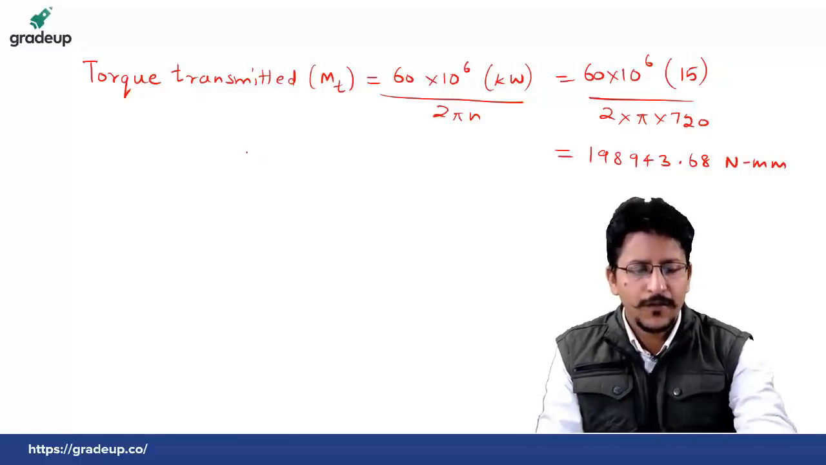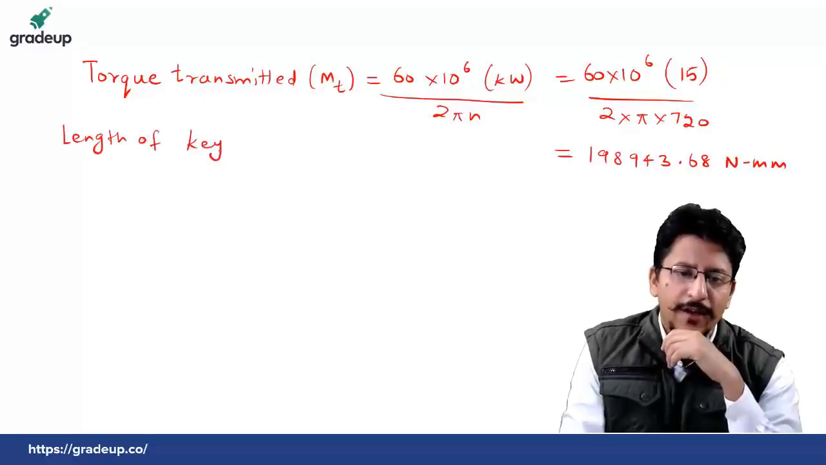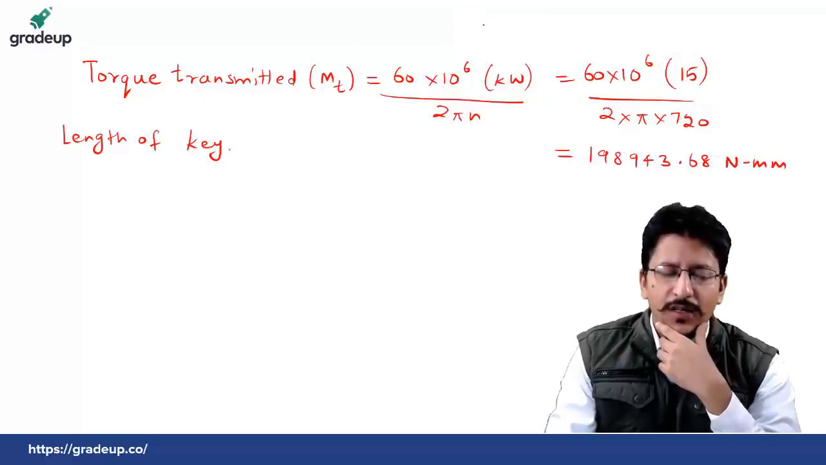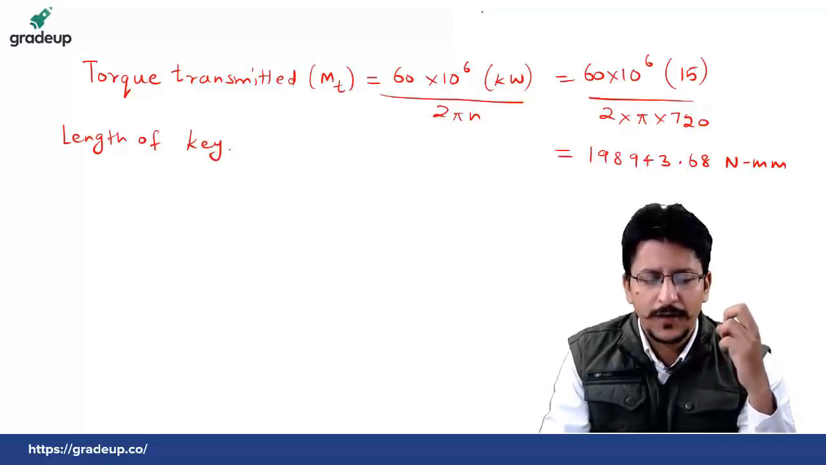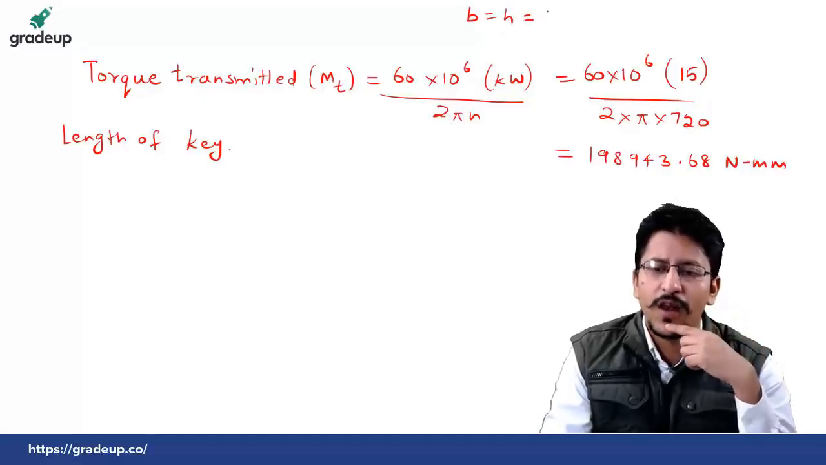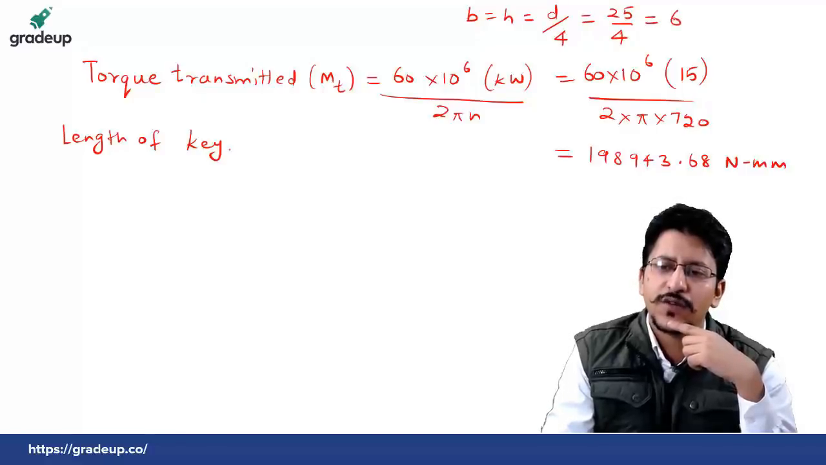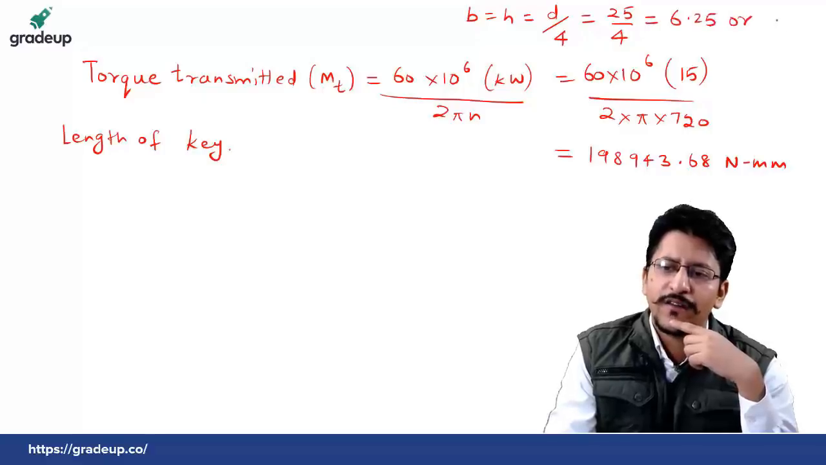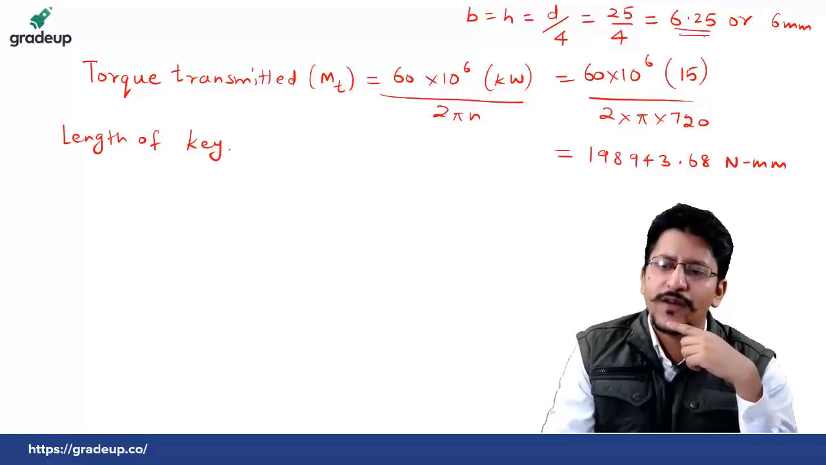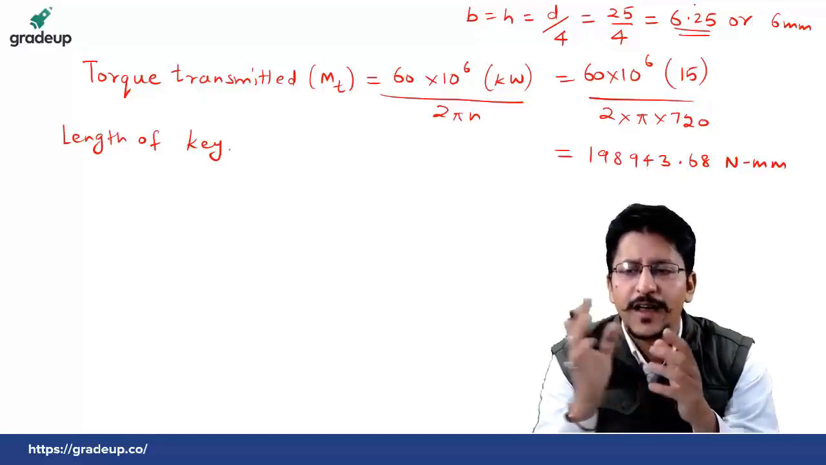Now, what we have to do? Now the length of the key. We have to find out the length of the key. And one more thing, there is a standard general industrial practice that the height and width of the key, this is a square key, so they will be equal, and they are equal to 1/4 of the diameter of the shaft. So 25 was the diameter, divided by 4, so this will be 6.25, or we can take it as 6 mm. Why? Because a 6.25 mm height and breadth key we will not make. We will take it as 6 mm.